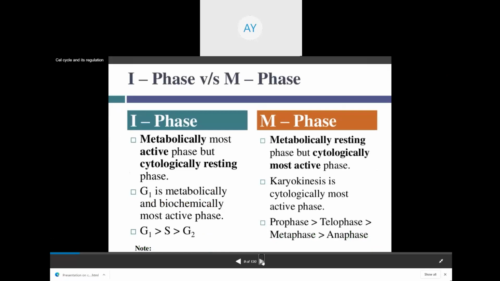So you have to understand what is the difference between I phase and M phase. I means interphase, and M means mitotic phase. M can be mitosis or meiosis. I phase is metabolically resting phase but cytologically most active. M means that is the mitotic or meiosis phase, and metabolically resting.